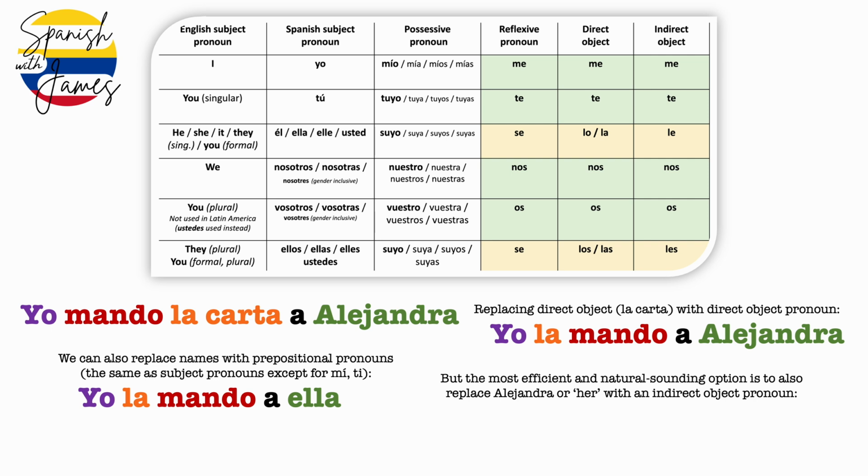But by far the most efficient and natural sounding option here, if all the different elements of the sentence are already established, so I don't need to be repeating the letter and Alejandra, then I should replace Alejandra, replace her, with the indirect object pronoun, which would normally be le. I'm sending it to her, it should be le, which would be yo le la mando. But remember that exception, I can't say le la or le lo. I have to change le to se. Yo se la mando, or I can get rid of the yo and just say se la mando. Not le la mando, se la mando.